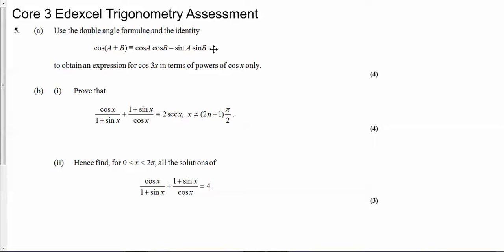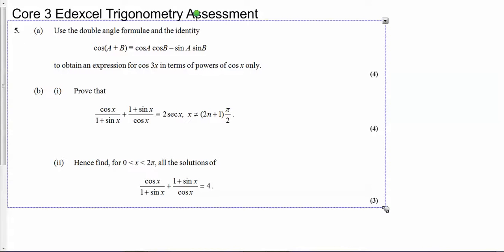Hi there, this is question 5 from a trigonometry assessment for Core 3, and we're looking at a few parts of this question. The first one is asking us to use one of the compound angle formulae to try and express cos 3x in terms of just cos x's only.